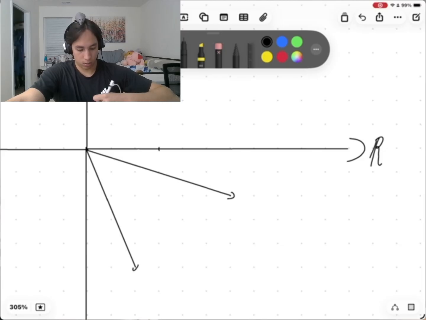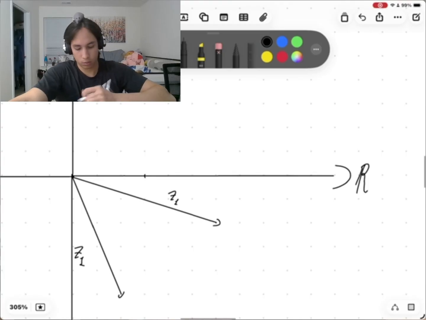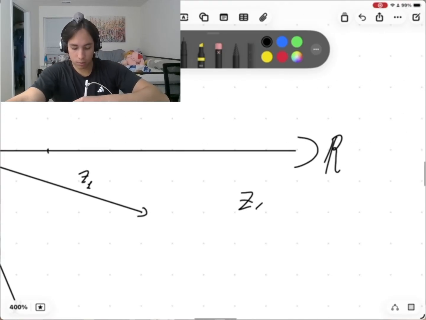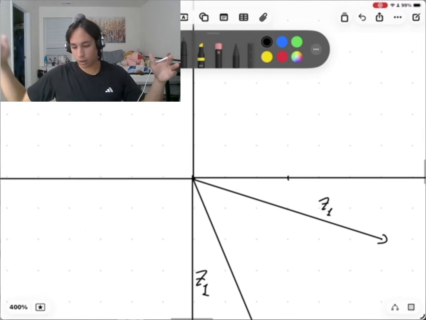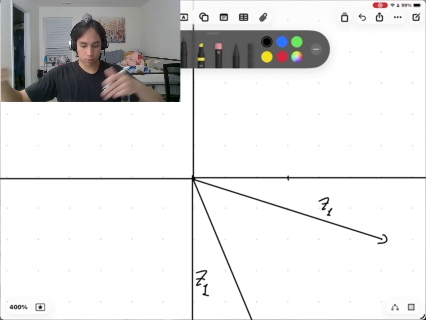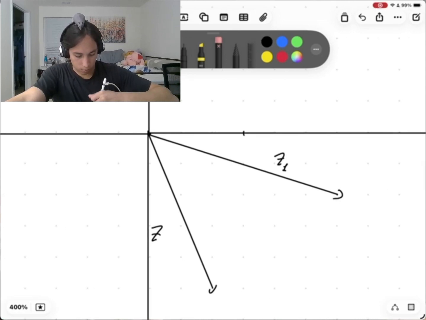All right. Now, this is Z1. This is Z2. What we're gonna do is, again, Z1 minus Z2, which can be rewritten as Z1 plus negative Z2. So how do we negate a vector or a complex number graphically? Well, we just flip them. We flip them, right?